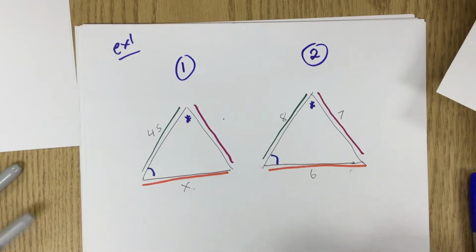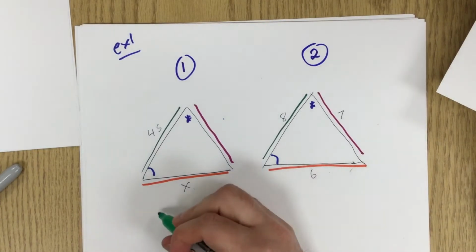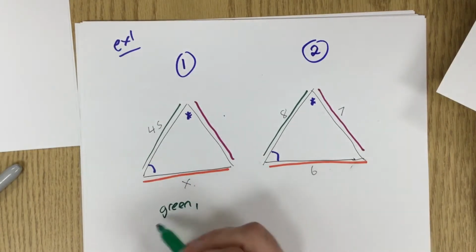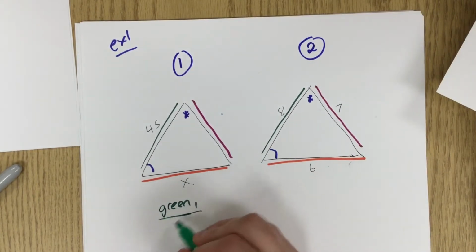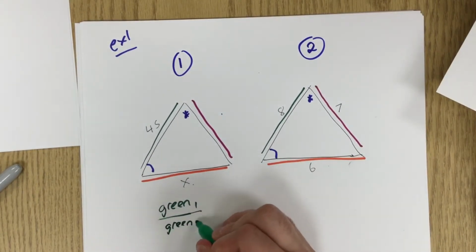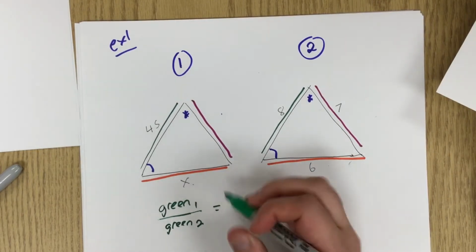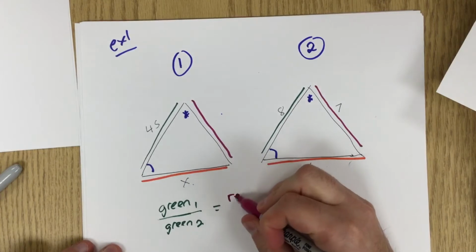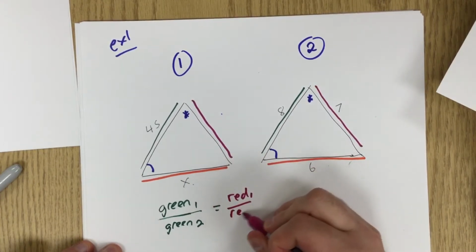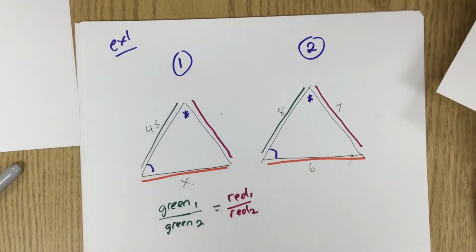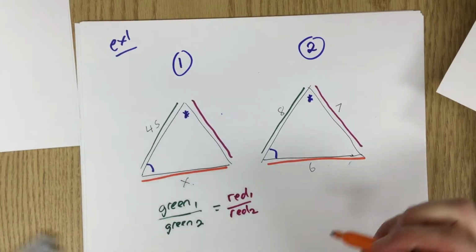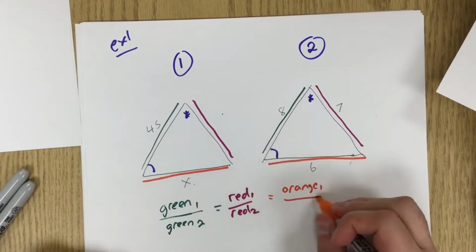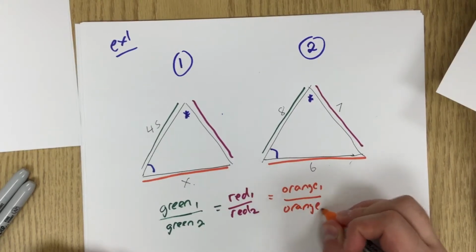So our formula is green 1 over green 2 equals red 1 over red 2, which is equal to orange 1 over orange 2.